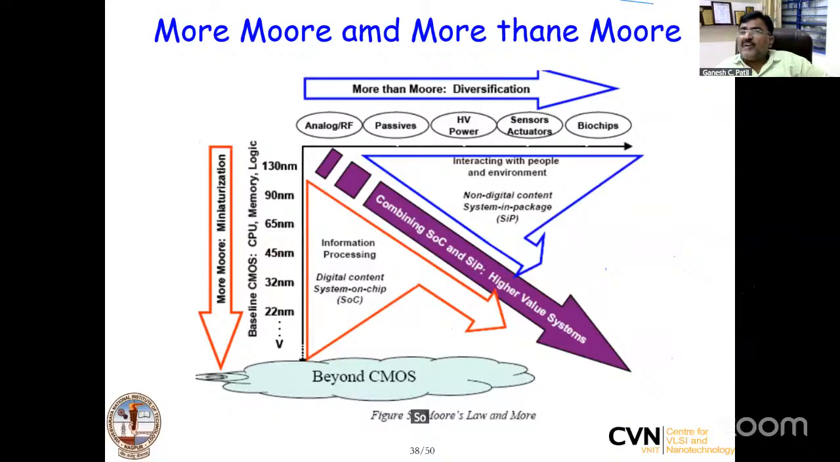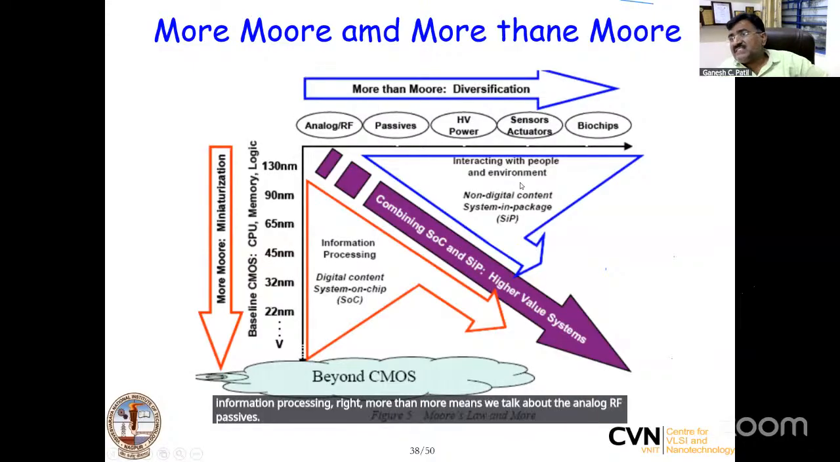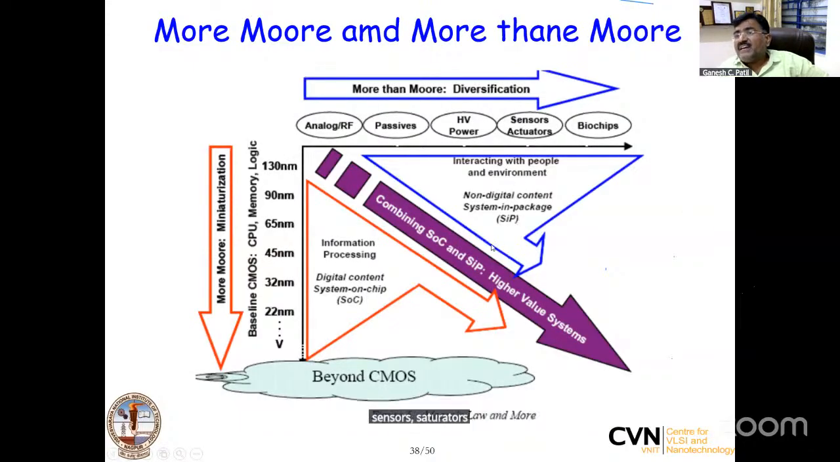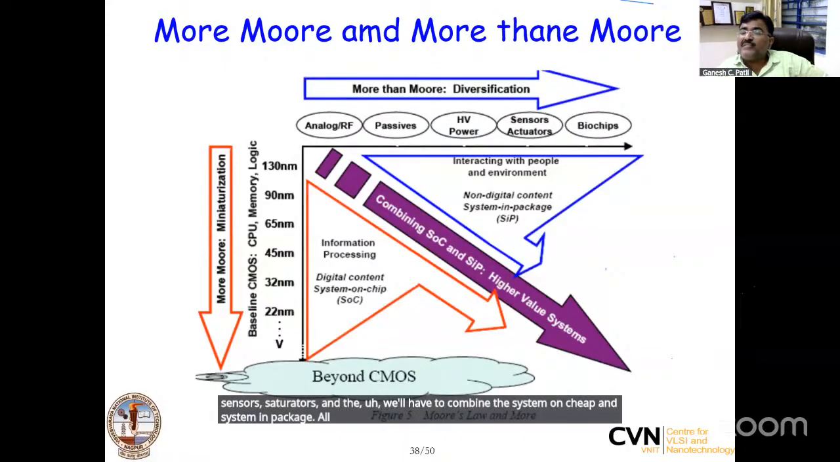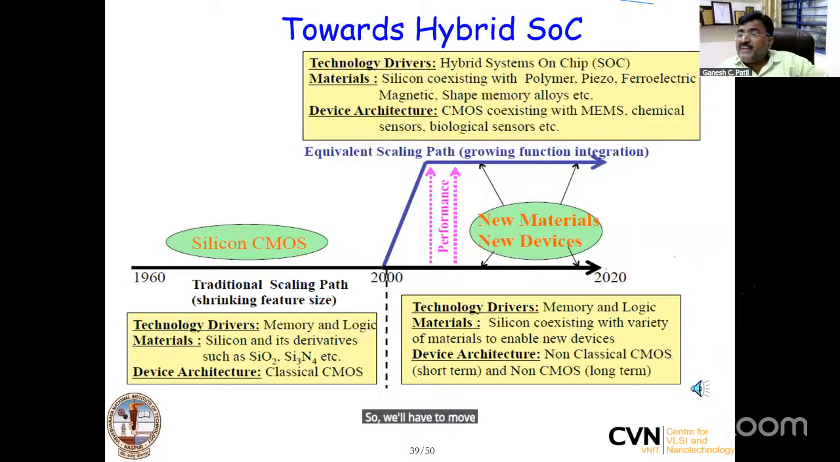So when we talk about More than Moore, we talk about information processing, right? More than Moore means we talk about analog RF, passives, sensors, actuators, and we will have to combine system on chip and system in package. All this will have to combine together to form the new integrated circuits. So we will have to move towards hybrid SoCs now.